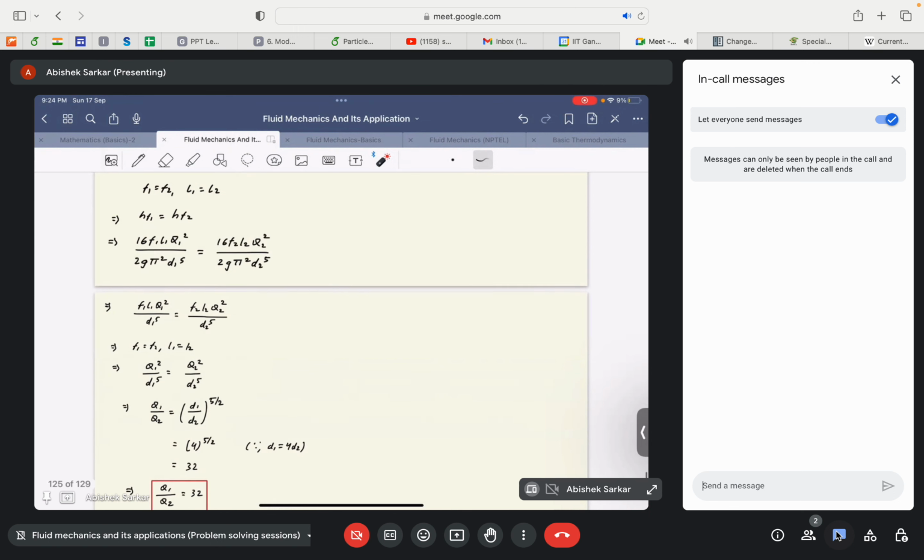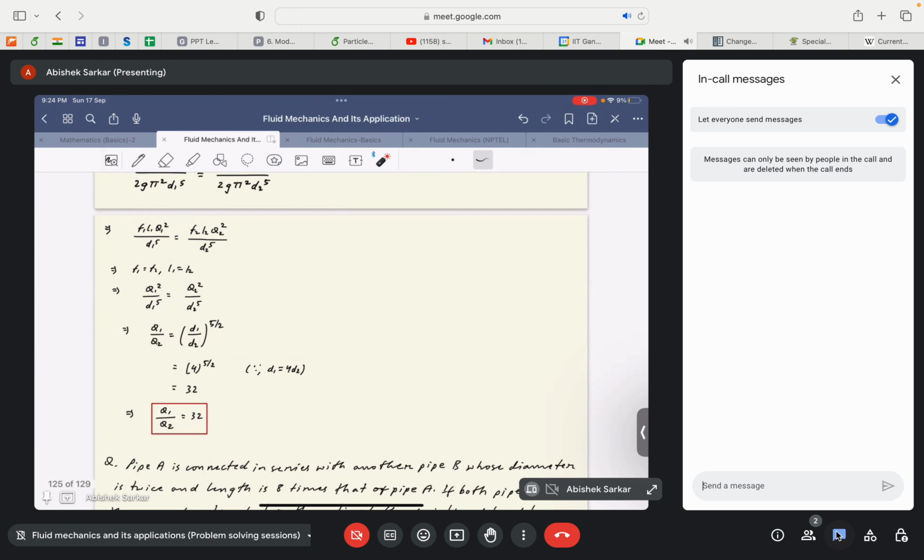So we get that Q1 by Q2 would be equal to D1 by D2 to the power 5 by 2. Since we know that D1 by D2 is equal to 4, we substitute this value here, 4 to the power 5 by 2, which we get is equal to 32. So we have Q1 by Q2 is equal to 32.